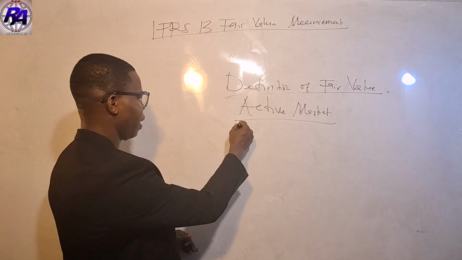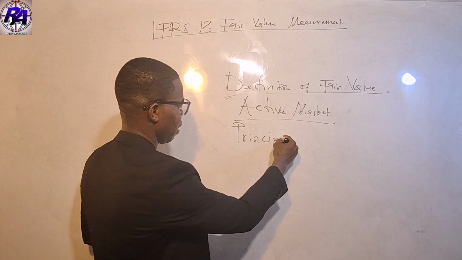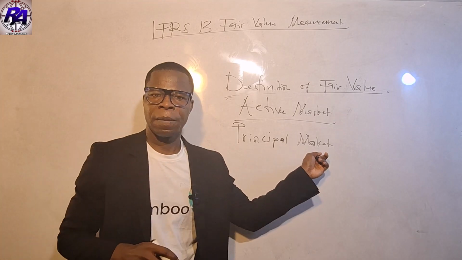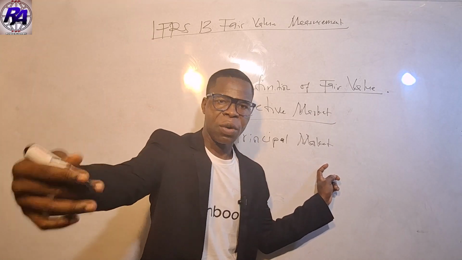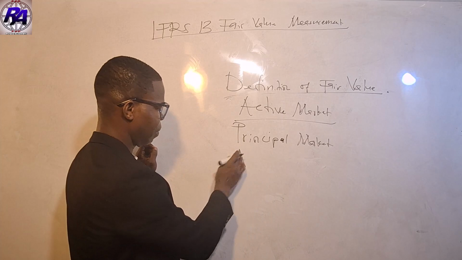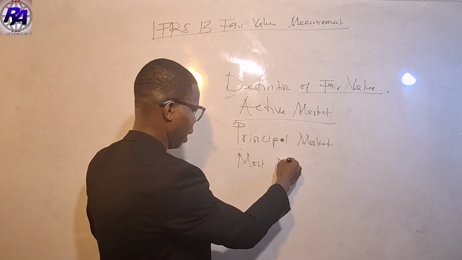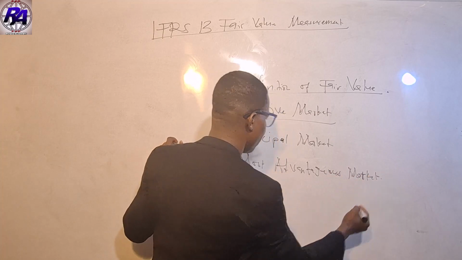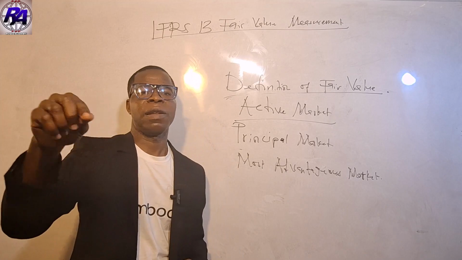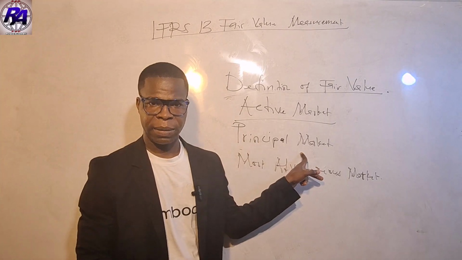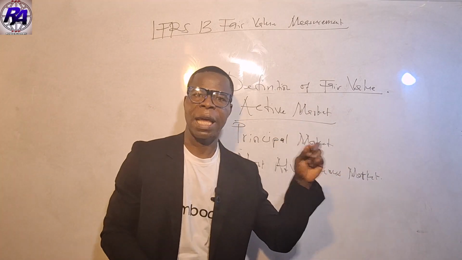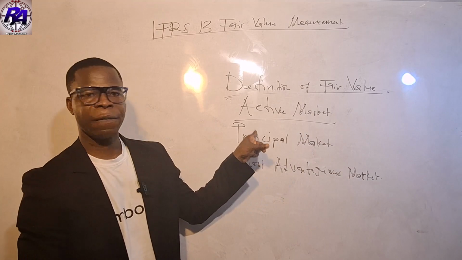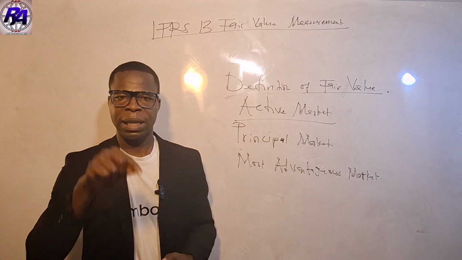Now, in this active market, we can find two markets. We have what we call the principal market. But if the entity cannot ascertain a principal market for an asset or a liability, then the entity must go to the most advantageous market. So what this simply means is that if an entity wants to ascertain the fair value of an asset or a liability, that entity goes to the principal market. But if there is no principal market for that asset or liability, the entity must go to the most advantageous market.